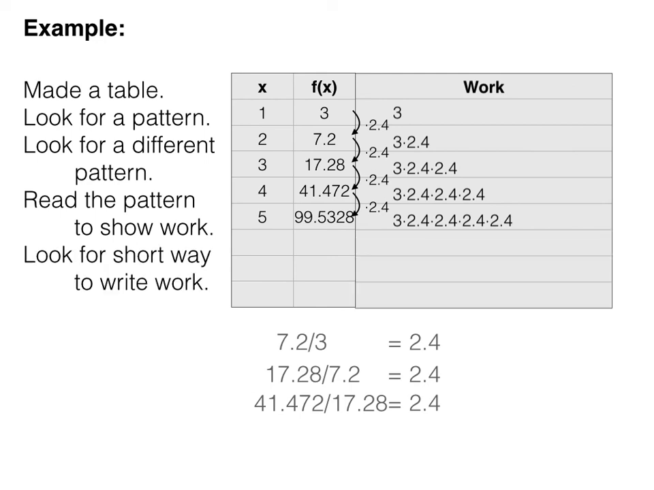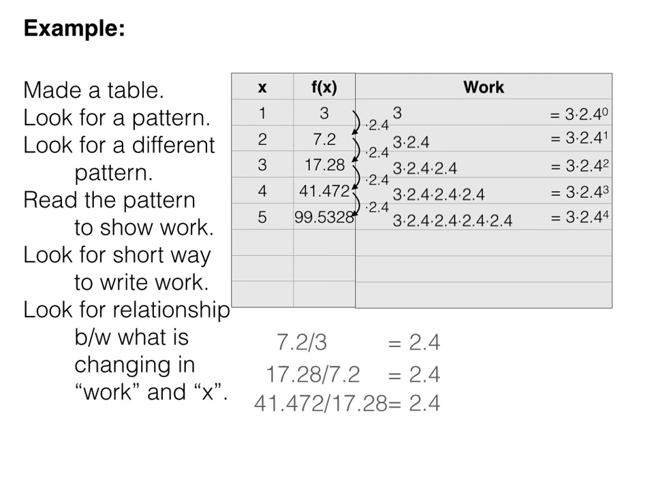Now we look for that short way to write the work. We still have repeated multiplication, right? So 3 times 2.4 times 2.4, we can still use an exponent. 3 times 2.4 squared. 3 times 2.4 to the third. 3 times 2.4 to the fourth. So we can go back and look at those, and then we look for that relationship. It's the same relationship. When x was 3, our exponent was 2. When x was 4, the exponent was 3. When x was 5, the exponent was 4. So really it's the same pattern as we saw before between x and our exponent.